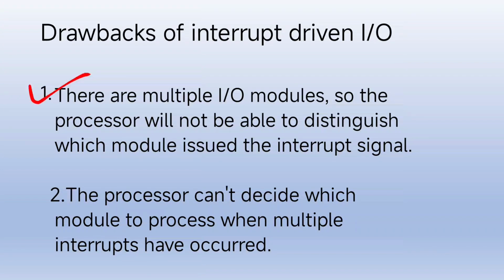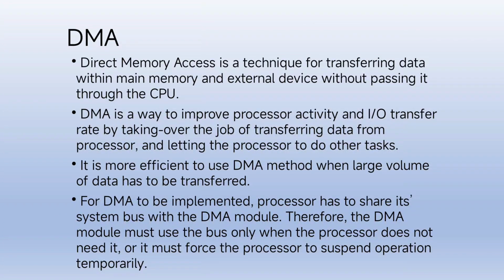First, there are multiple I/O modules, so the processor will not be able to distinguish which module issued the interrupt signal. Second, the processor can't decide which module to process when multiple interrupts have occurred. Now let's see the direct memory access, DMA.